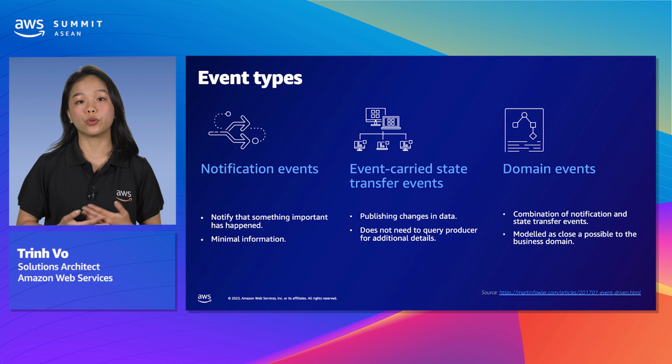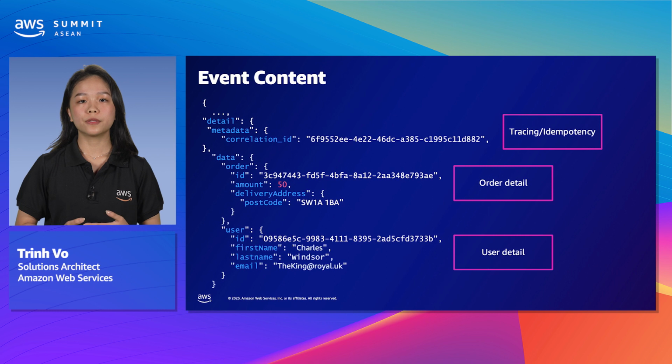Finally, we have the domain event, which is the combination of both. Domain events capture all the context necessary for the service within the same domain. Let's look at an example of a domain event, which is an EventBridge event. With an EventBridge event, we have the envelope with the information about the event itself and the detail field where you provide the additional context of the domain.